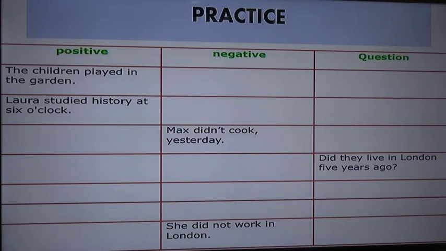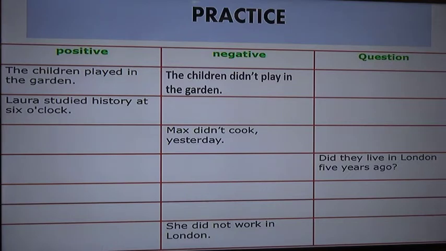So it's time now for practice. Here we have a set of sentences, and we have to change the form of these sentences. For example, in the first one, we have: the children played in the garden. So this sentence is in the positive form. So what do you think about the negative form? Yes. The children didn't play in the garden.